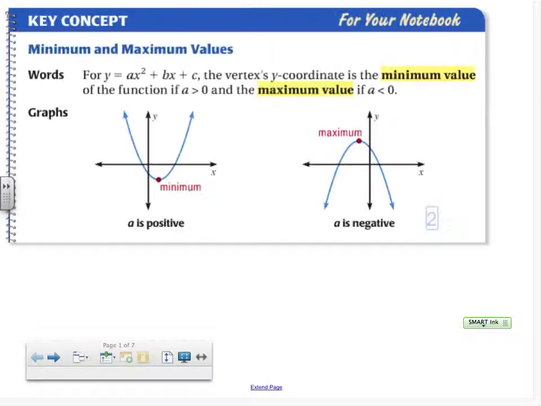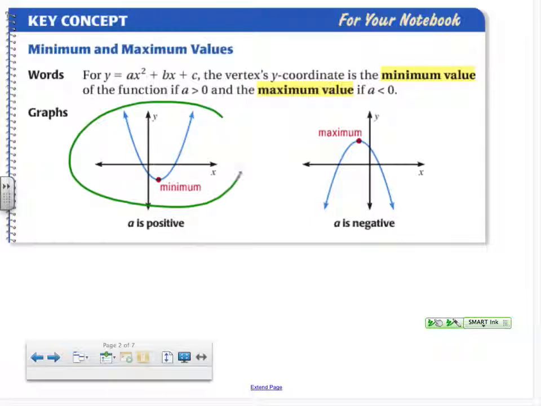So basically the main idea we're going to be looking at today is how do we tell if our vertex is a maximum or a minimum? Right here we have a parabola that opens up like a cup. In this case, because it opens up, we have a lowest point. So our vertex in this case will be a minimum. And you can tell it's a minimum because it opens up.